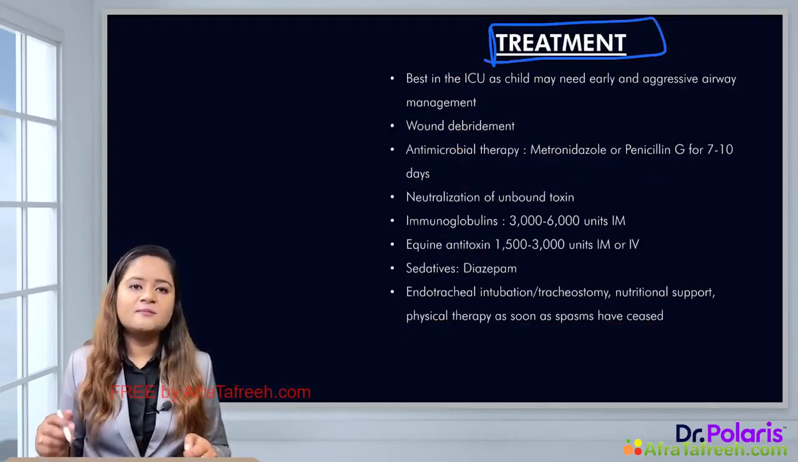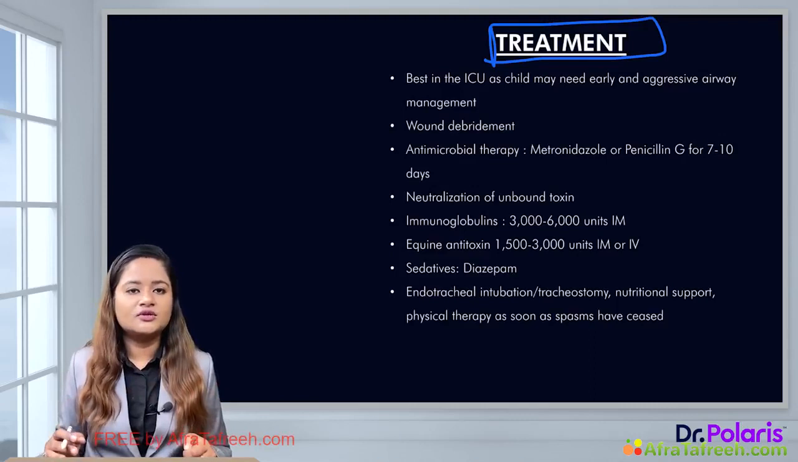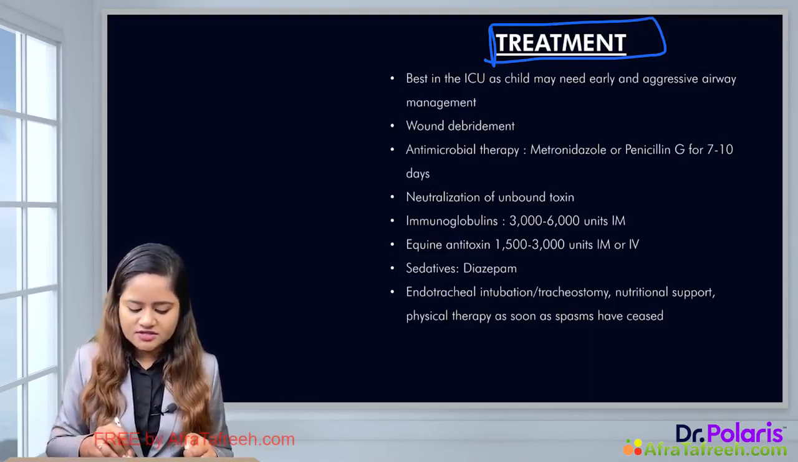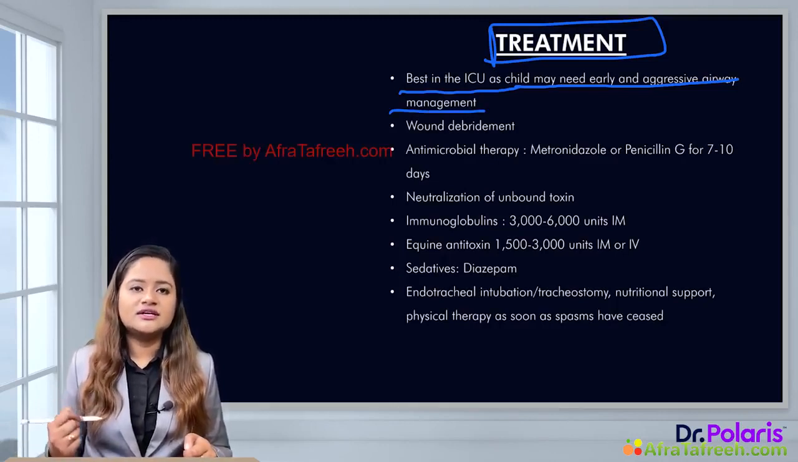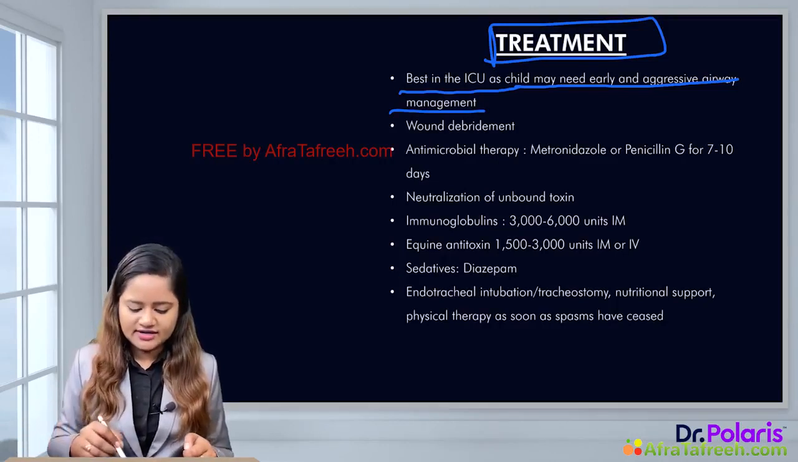So the first important thing is to give a very calm and ambient environment and to give ICU care to the patient who has tetanus. It is best managed in the ICU, as the child may also require early and aggressive airway management. Because of the increased spasm of the muscles, the breathing pattern can worsen, resulting in the requirement of assisted ventilation.